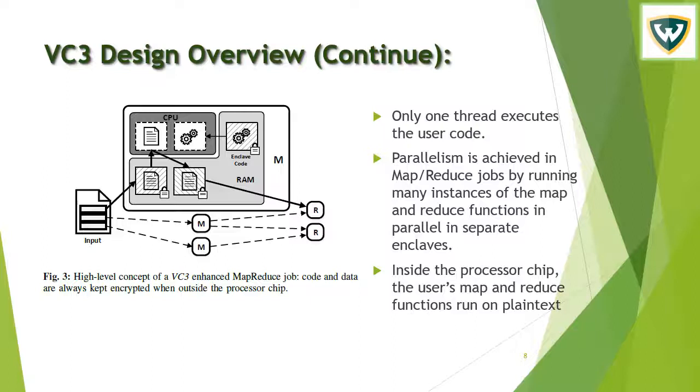At the same time, a single execution thread is allowed inside the VC3 enclave execution runtime. So in order to have parallelism, the solution is running many instances of the map and reduce functions in the cloud. VC3 mainly does this to protect the enclave execution from well-known synchronization attacks which can be applied on multi-threaded applications. So as we can see, only inside the processor chip do the user map and reduce functions run on plain text.